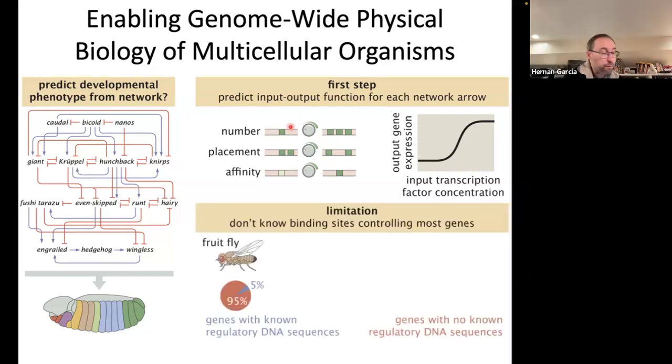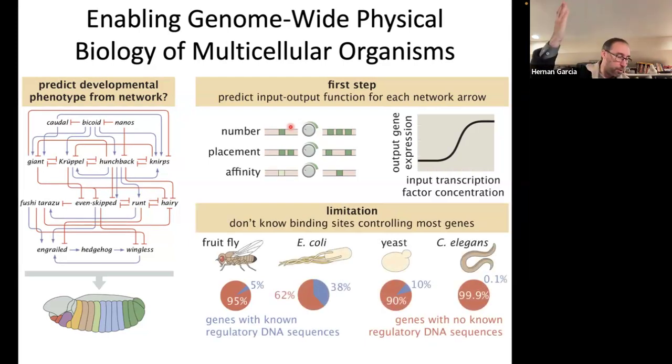But the problem is that in flies, less than 5% of genes have any regulatory annotation. In E. coli, which you would argue is the most understood living organism, it's only 38%. Yeast, 10%. C. elegans, about 0.1%. That's probably due to the terrible state of the curation of some of the databases.